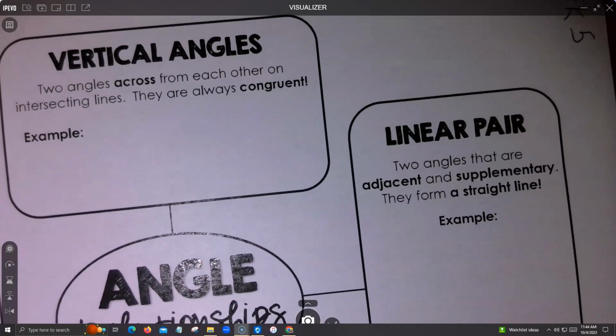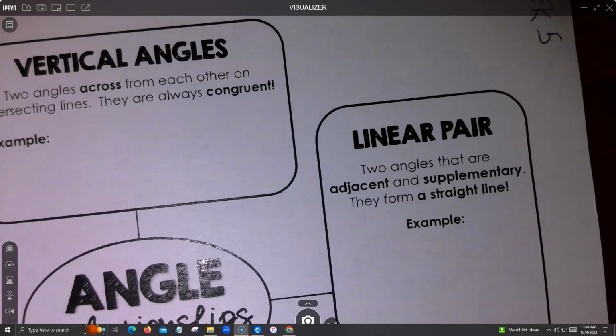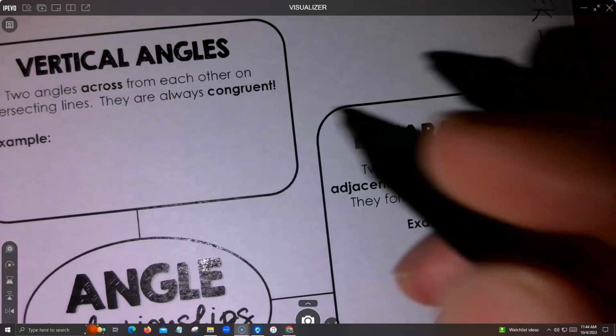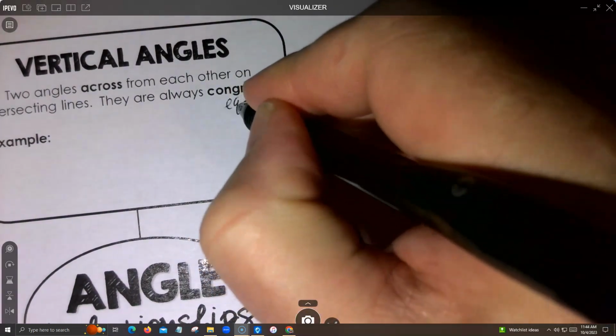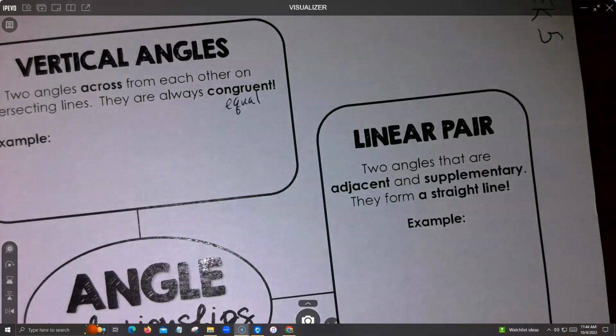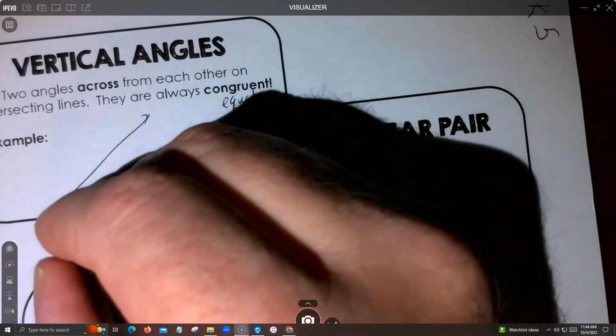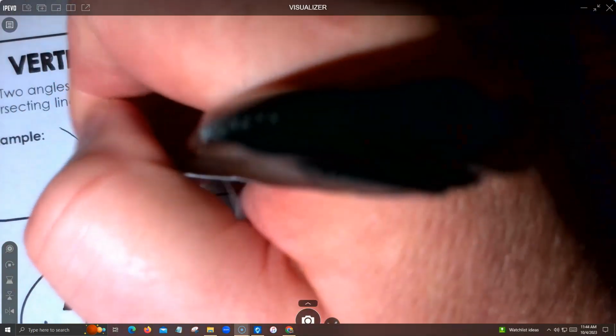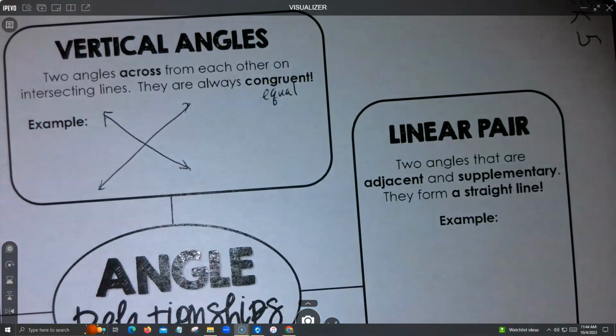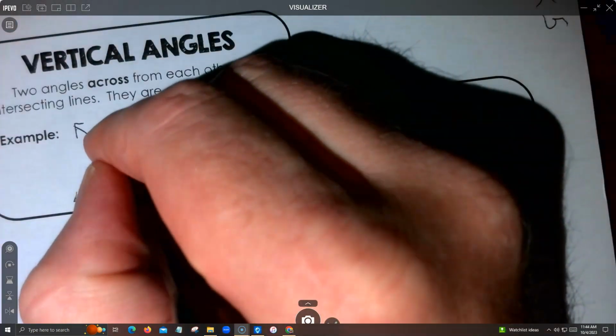Alright, so we have what's called vertical angles, and it says two angles cross across from each other on intersecting lines. They're always congruent. Remember that congruent means equal in measure, equal size. So if you crisscross two lines, like that, if I numbered these, and remember you can number, it makes it a little bit easier.